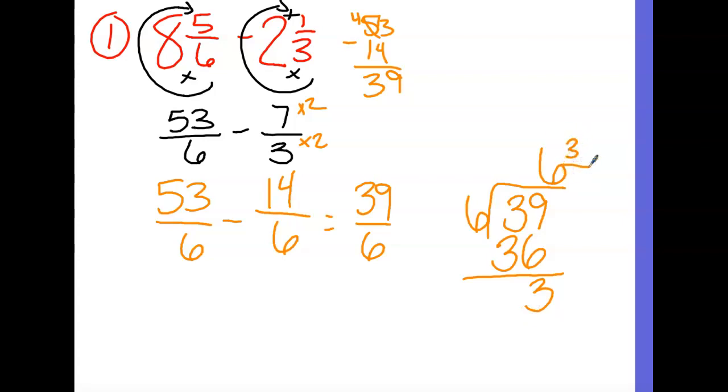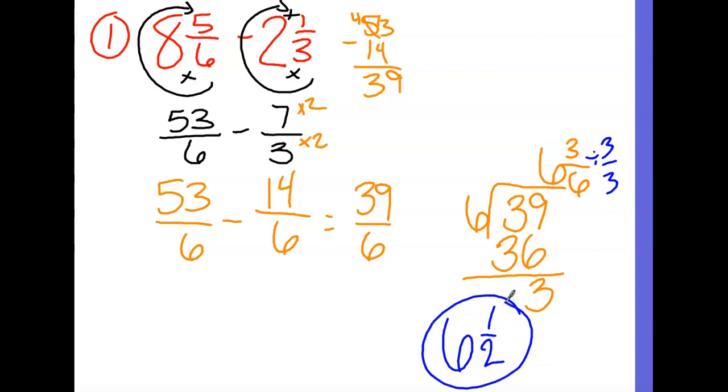6 and 3 over 6. But can that be reduced? 3 and 6 both go into 3, so I would divide both the top and bottom by 3. My final answer would be 6 and 1/2. Change to 39 minus 36. Yeah, that's what you're doing. But I just focus on the fractions.